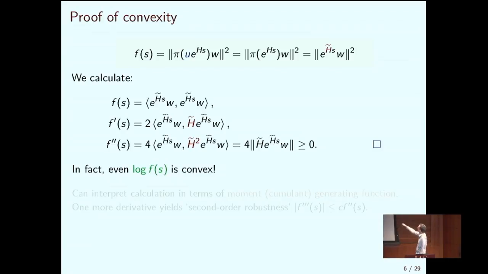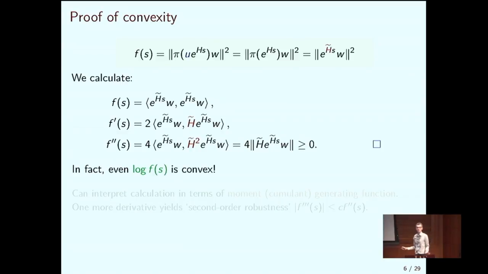So f of s is now the norm squared of this object, so we can write it using the inner product like so. Now we take one derivative, and we basically get an h tilde down here. We take another derivative, and we get h tilde squared, and we get everything twice from the left and from the right, so this is 2, that's a 4. But this thing is just the norm squared of a vector, namely the norm squared of the vector h tilde e to the h tilde of s. Because it's a square, this thing is non-negative, and that's exactly the convexity.